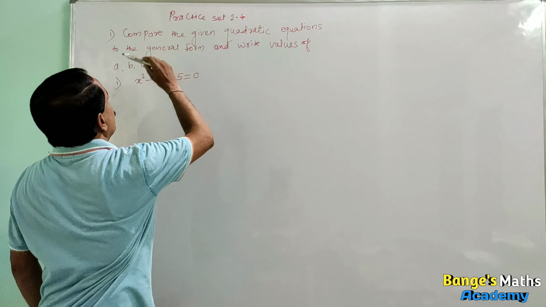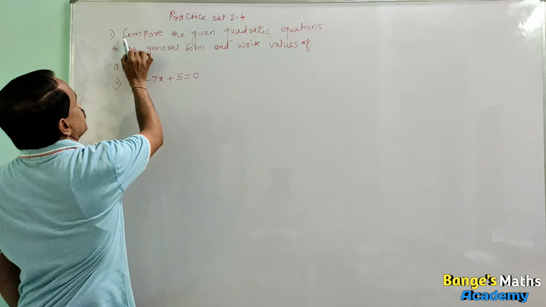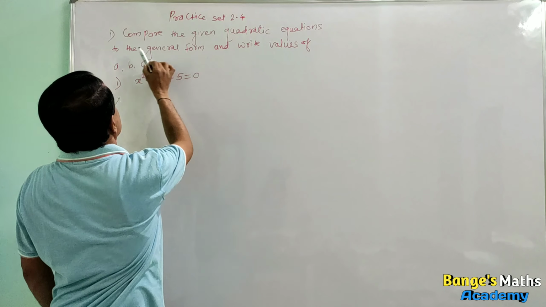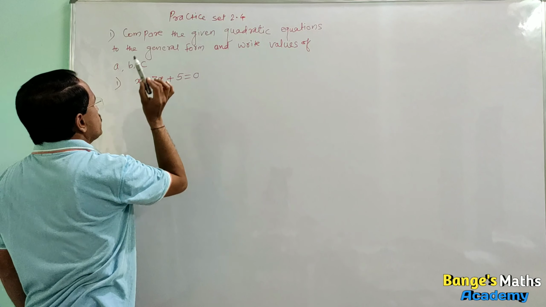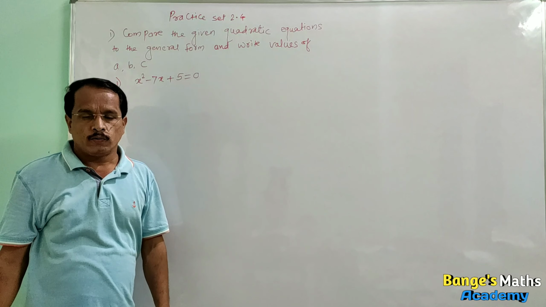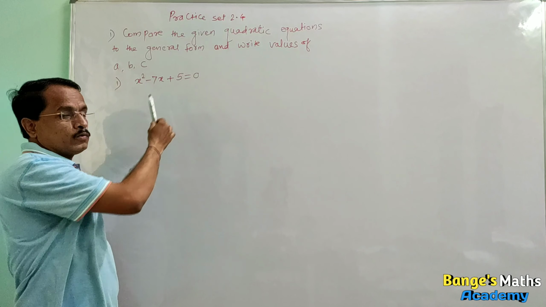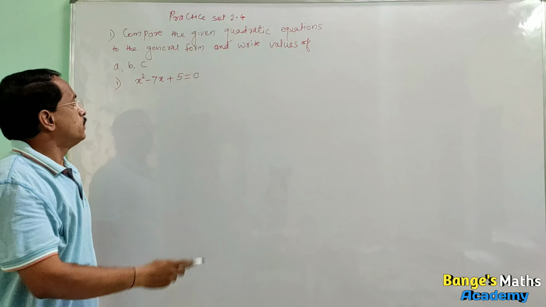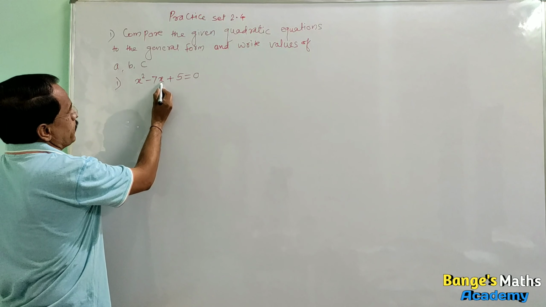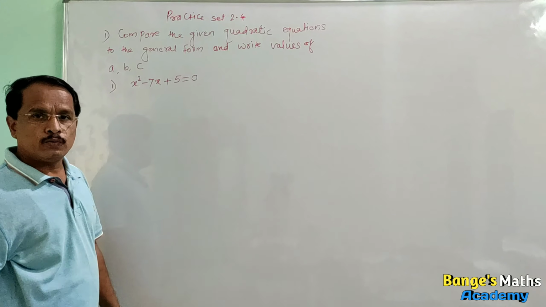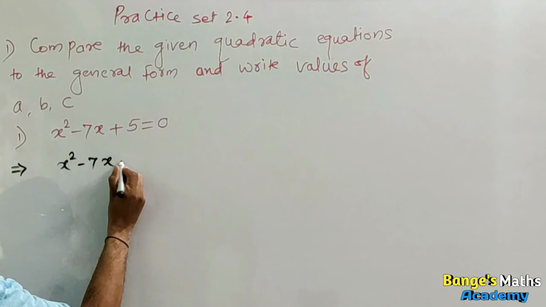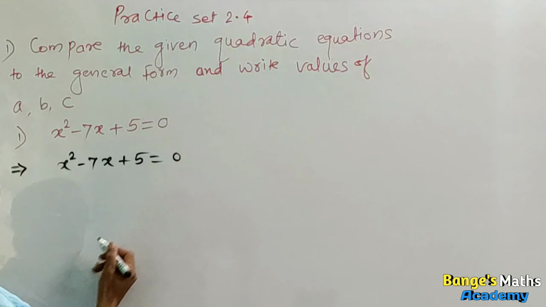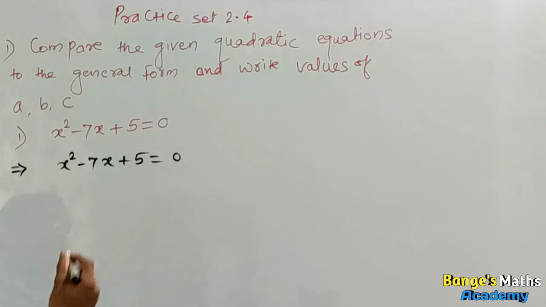Practice set 2.4. First question. Compare the given quadratic equations to the general form and write the values of a, b, c. First example, x square minus 7x plus 5 is equal to 0. So first of all, write down the given example: x square minus 7x plus 5 is equal to 0.